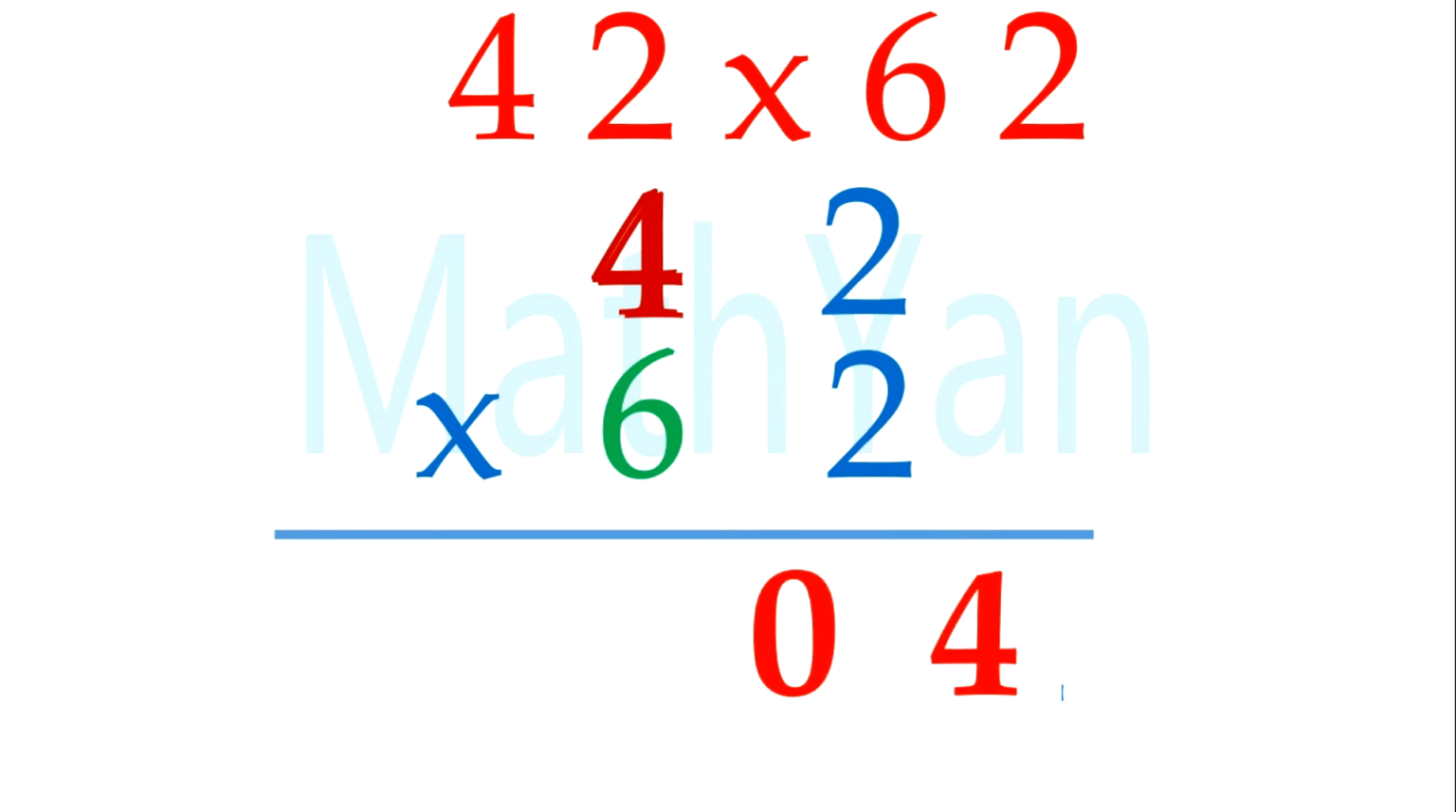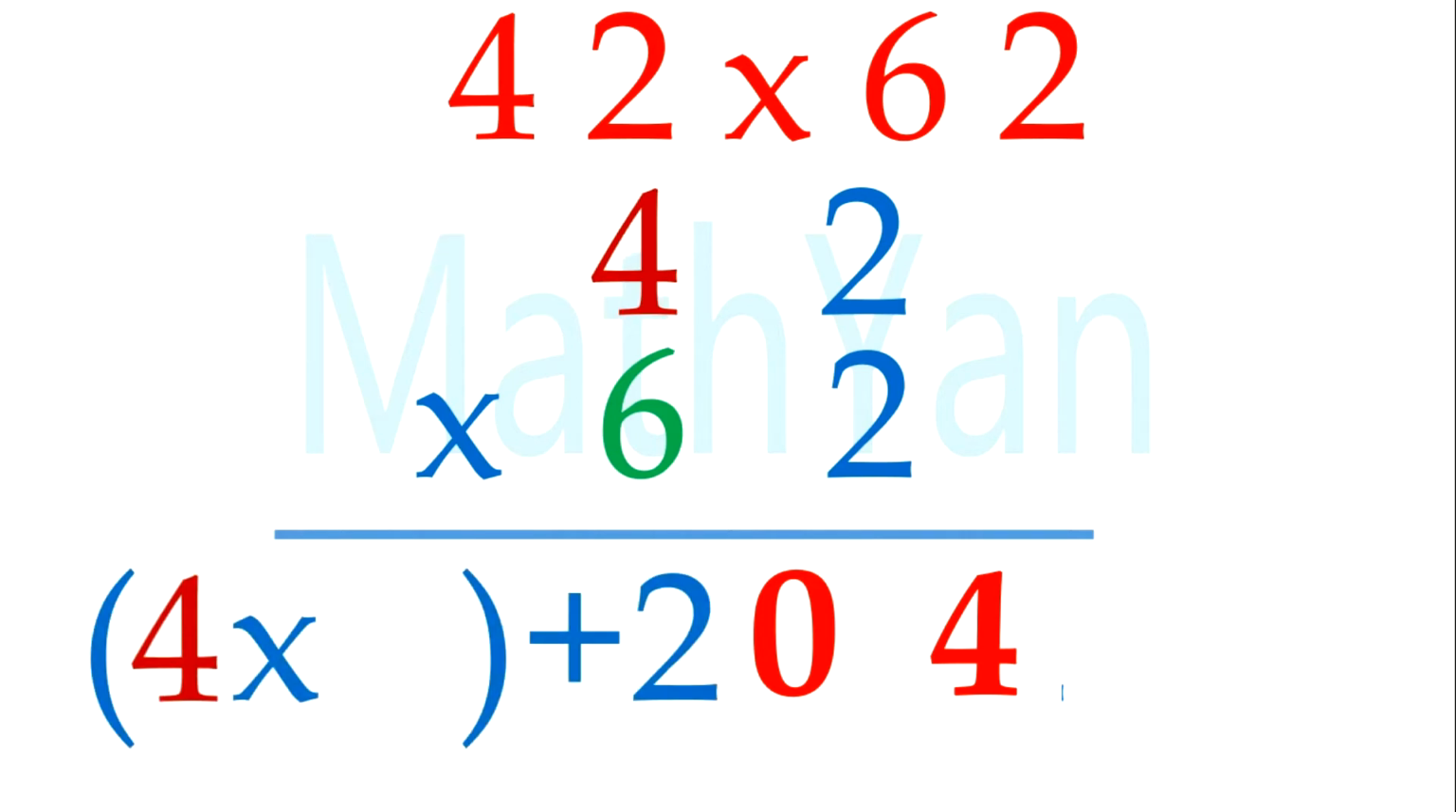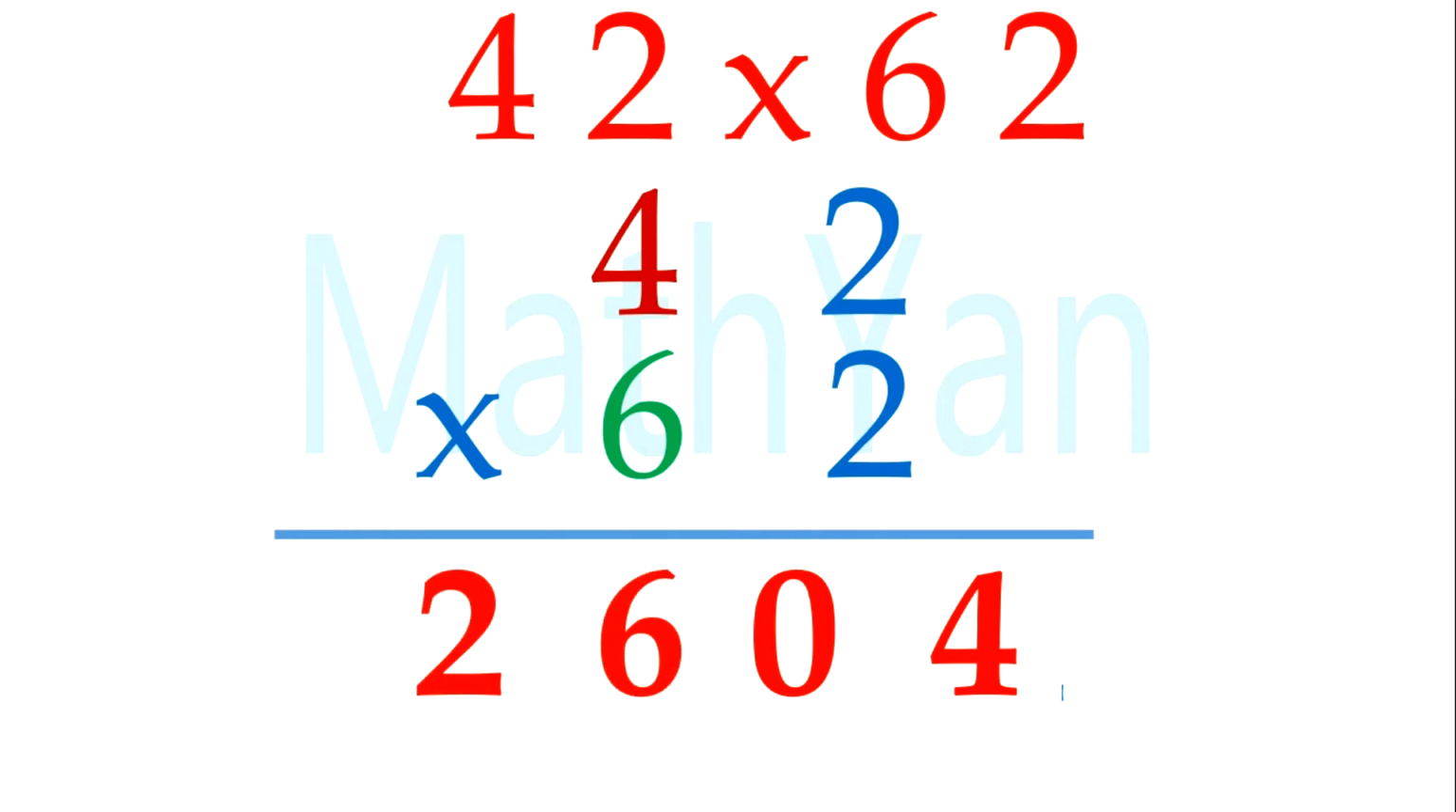But now you need to add a 0 in front to allow 2 digits only. So 04. Then 4 times 6 straight away, but after that you need to add 2. 4 times 6 is 24 plus 2 is 26. So the number is 2,604. So 42 times 62 is 2604.